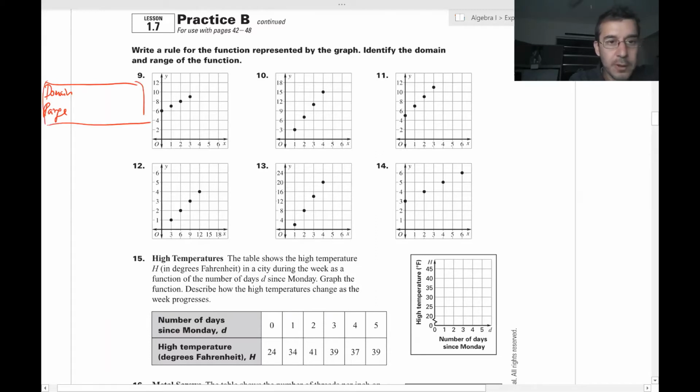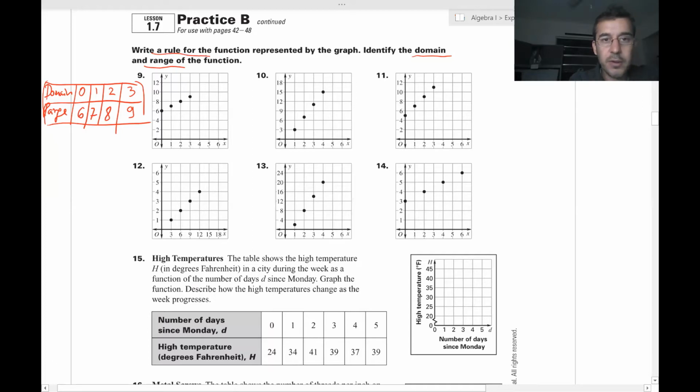Okay, so the first one is x is 0, y is 6. So we have 0 and 6, right? Next one is 1 and 7. Next one is 2 and 8. 2 for x, 8 for y, 3 for x, and 9 for y. We've identified the domain, which is 0, 1, 2, and 3. We've identified the range of the function, which values are 6, 7, 8, and 9.